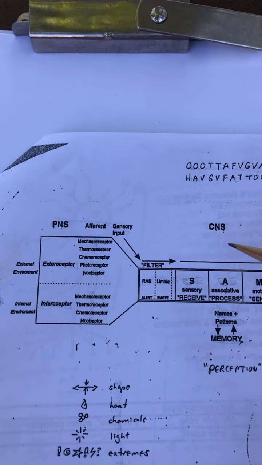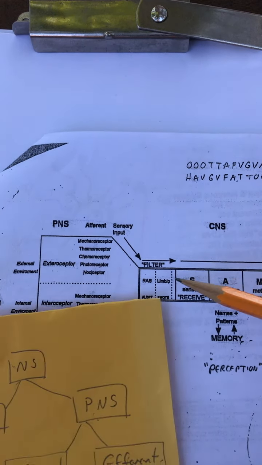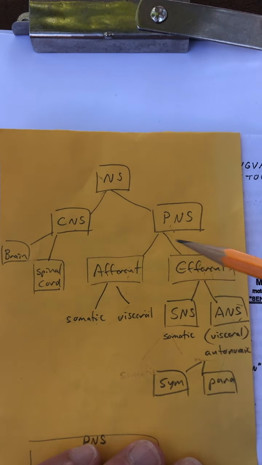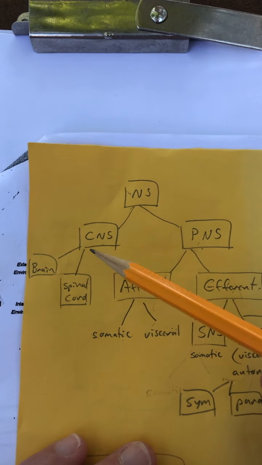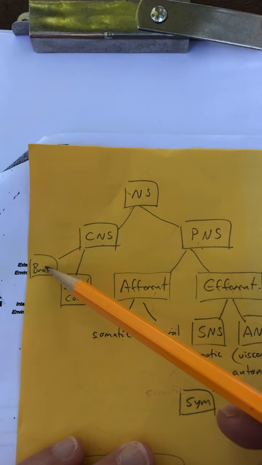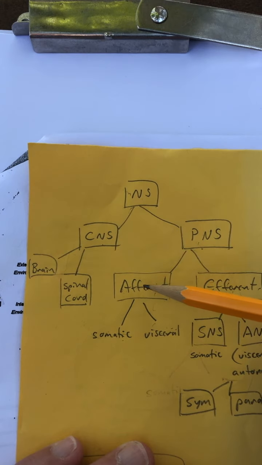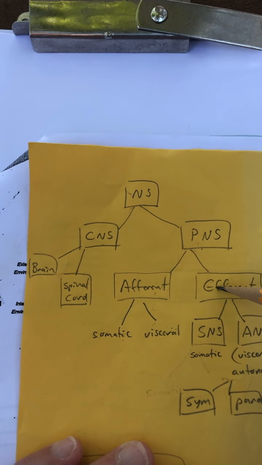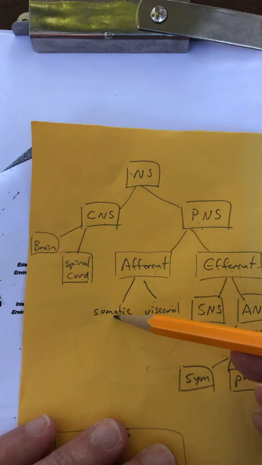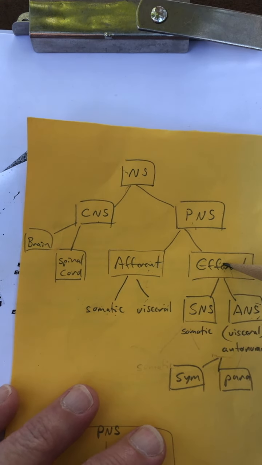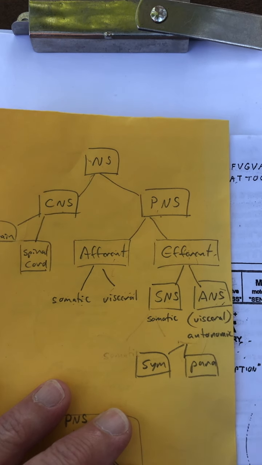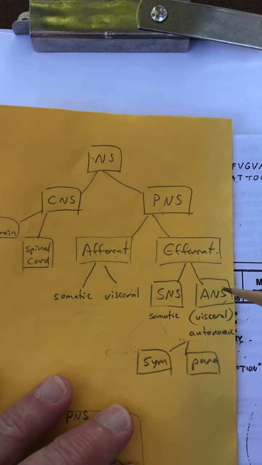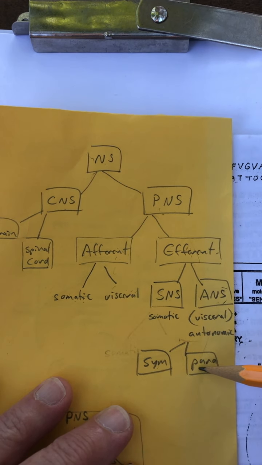Well, we also saw that as a kind of dichotomous key right here, in which the entire nervous system is divided into the central and the peripheral. The central is divided into the brain and the spinal cord. The peripheral is divided into the afferent and the efferent, input and output. The afferent is divided into the somatic and the visceral. The efferent is divided into the somatic nervous system and the autonomic nervous system, which is equivalent to the visceral. And then the autonomic nervous system can be subdivided yet again as the sympathetic and the parasympathetic.